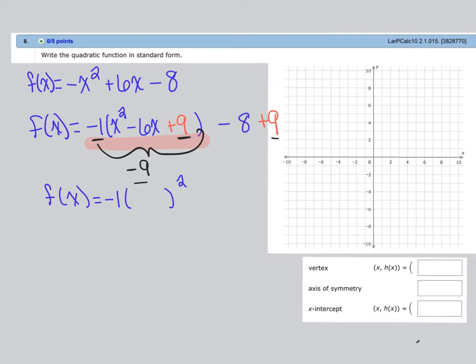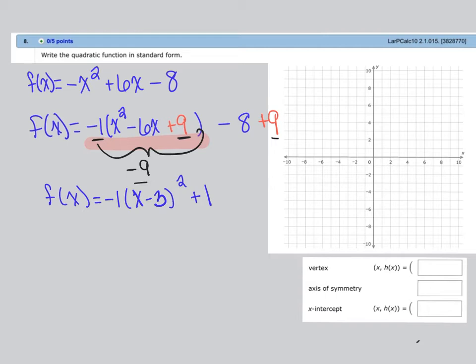Okay? What is x squared minus 6x plus 9? What two numbers multiply together give me 9, add together give me -6? Almost. -3 and -3. Okay? So this is x minus 3 squared plus 1. Okay? So that's my vertex form right there.